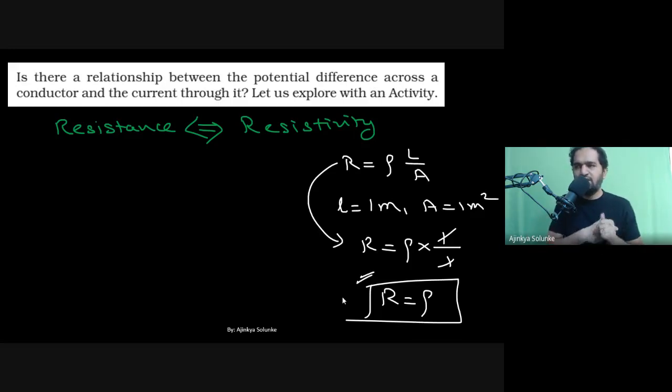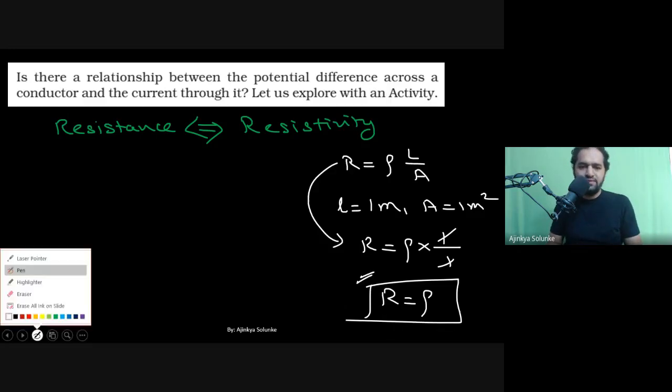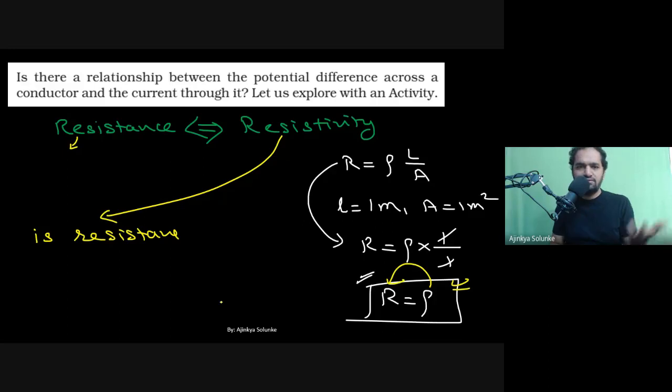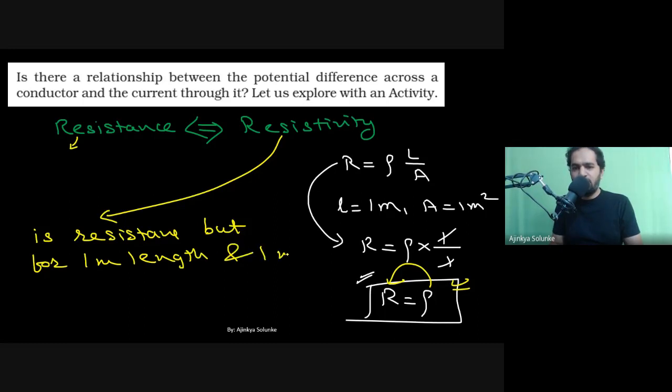What we did was we put length as 1 meter and we put area as 1 meter square. So the 1s got cancelled and we got resistance is equal to resistivity. Okay, but then can I just say that resistivity is resistance? From this relation, resistivity is resistance, but for how much length? But for 1 meter length and 1 meter square area.